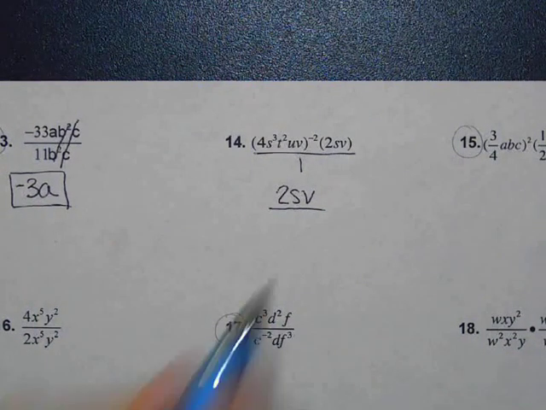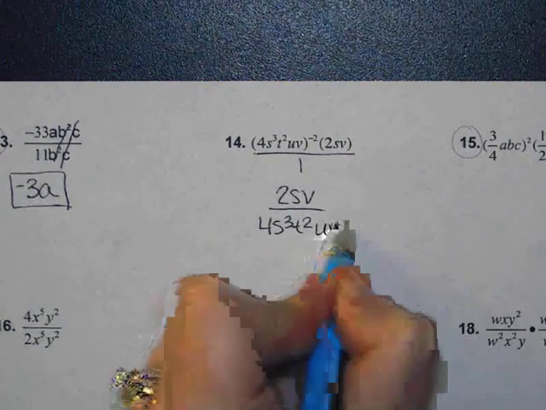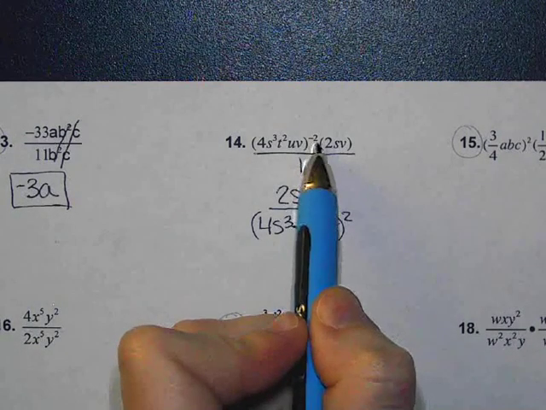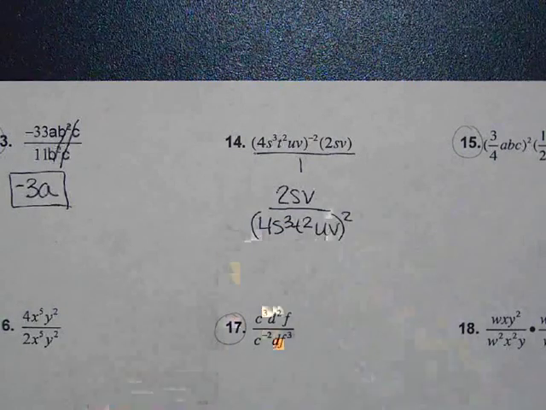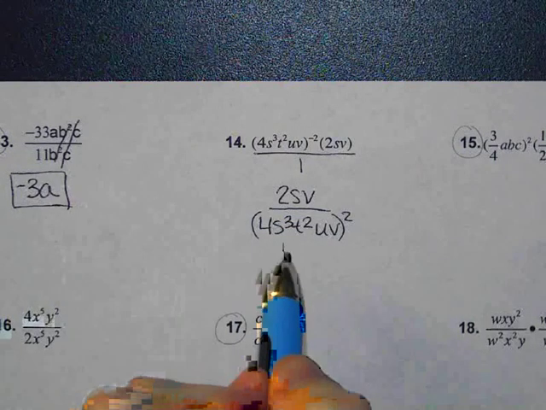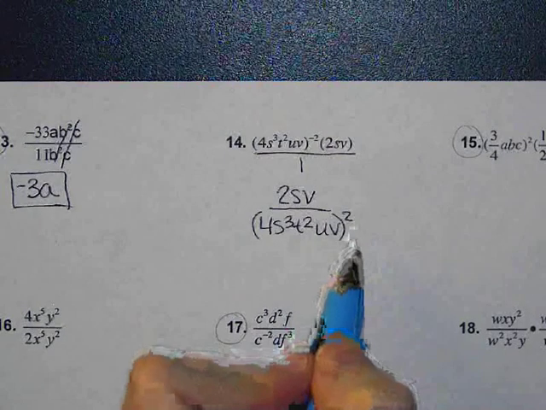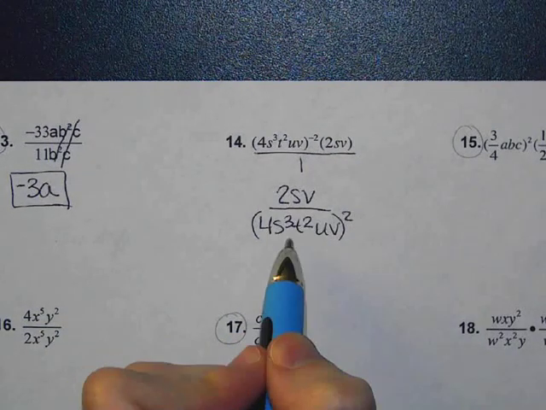It doesn't have a negative exponent, but I'm going to take all of that front part, 4s cubed t squared uv, and move it to the bottom. By moving it to the bottom, it makes my exponent change from a negative 2 to a positive 2. Now that I have the correct order, I'm going to follow order of operations, which tells me to deal with exponents first. So I'm going to distribute this exponent of 2 to every little piece.